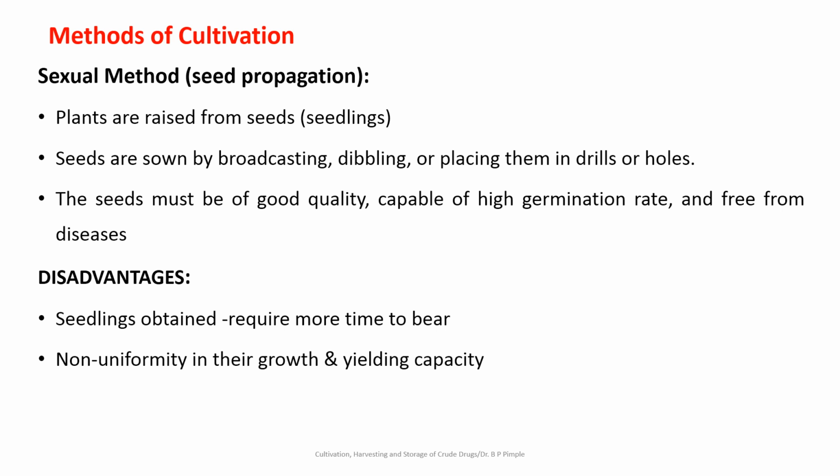Other disadvantages are like non-uniformity in their growth. Not all the seeds will grow at the same rate. Even though some seeds are sown on the same day, the growth rate varies, and during the harvesting time you will notice that all the crops are not showing the expected growth rate. Even the yield varies from plant to plant. In the same field or the same piece of land, the yield varies from crop to crop.